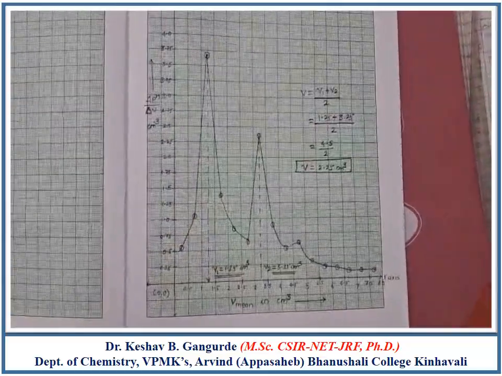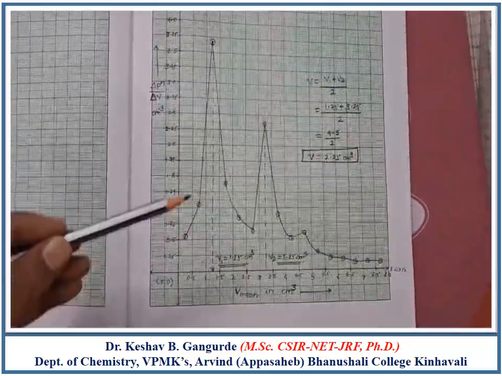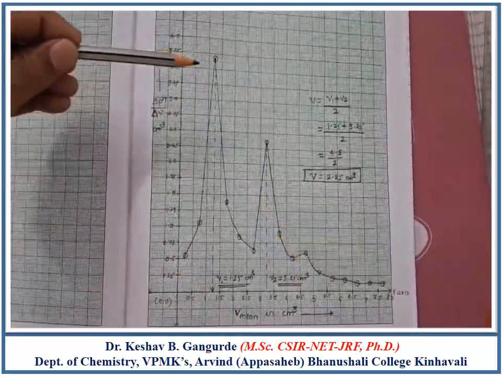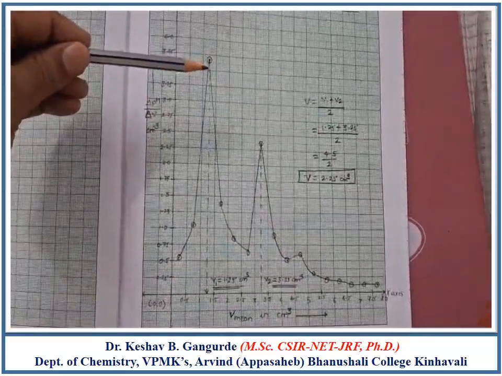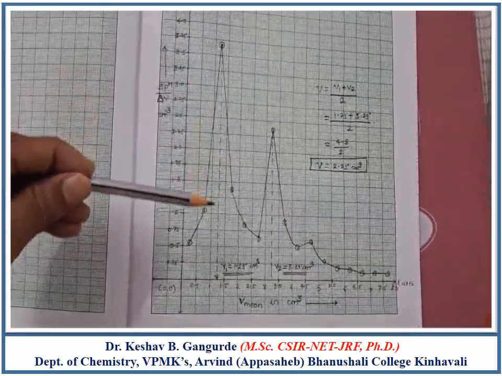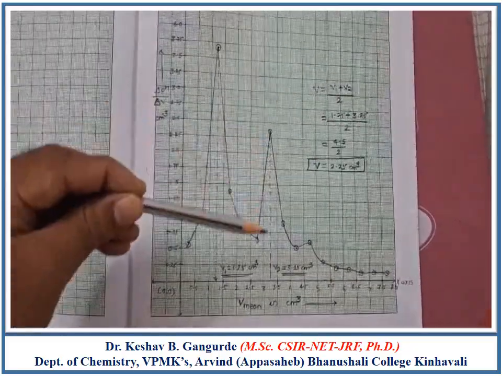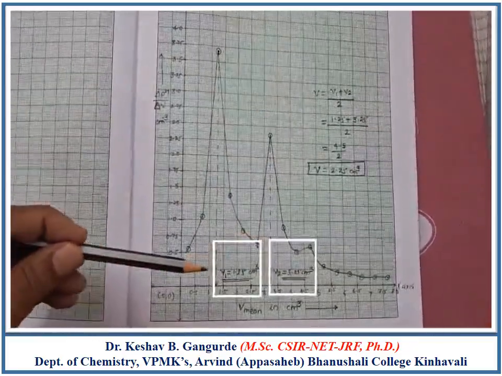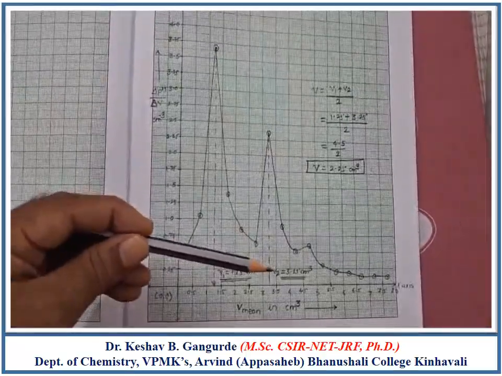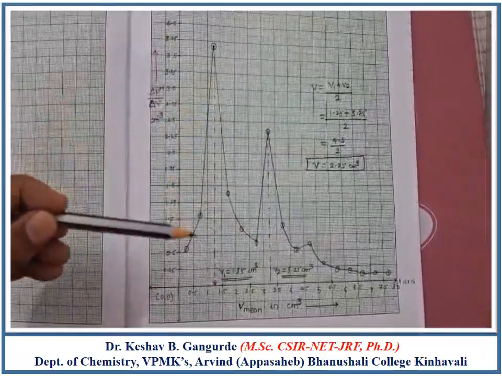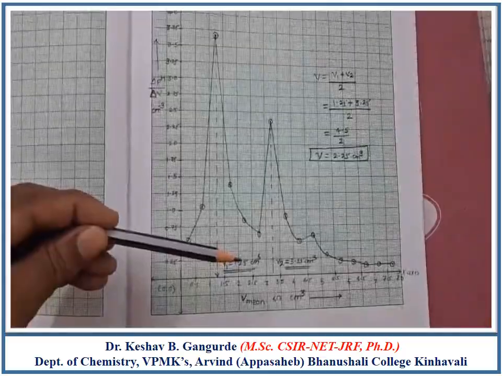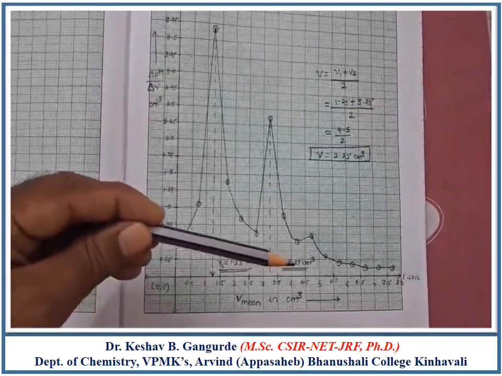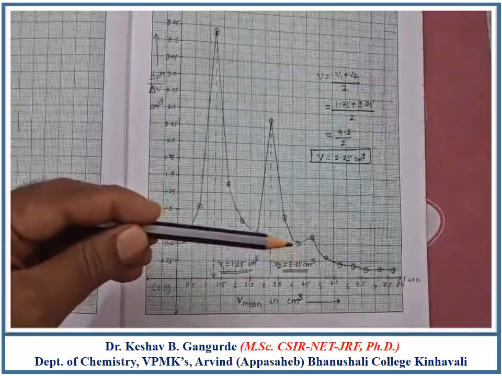By connecting all the points smoothly, we get 2 peaks. From the apex of each peak, draw a tangent in the direction of the x-axis. We will get 2 equivalence points. Consider them as V1 and V2. Here, V1 is 1.25 centimeter cube, while V2 is 3.25 centimeter cube.